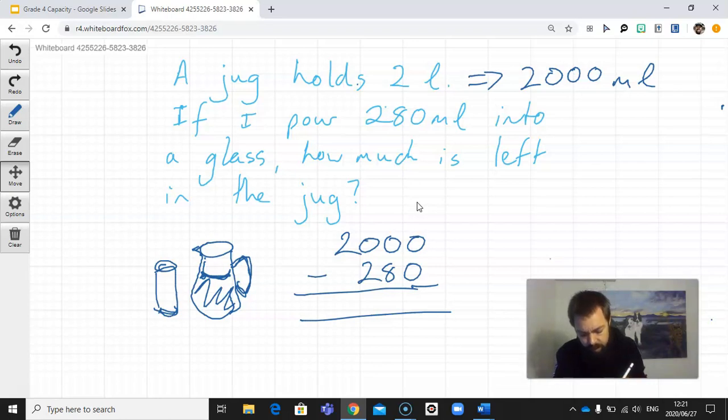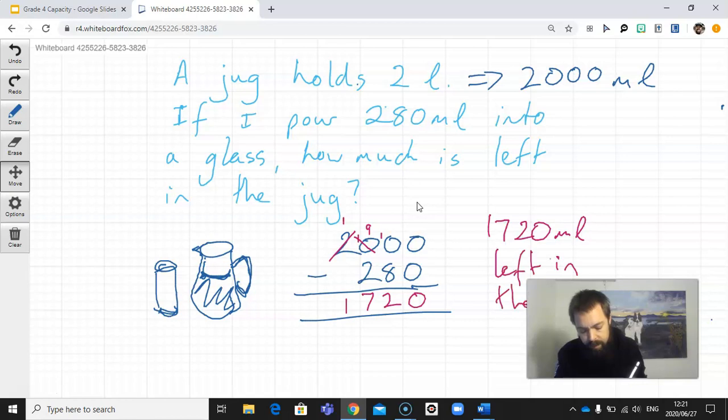So 0 minus 0 is 0, 0 minus 8 I can't do, so I need to borrow, but there's none next door. I have to go 2 doors down, so that becomes a 1, this becomes a 10, it crosses out and becomes a 9, and that becomes a 1. So 10 minus 8 is 2, 9 minus 2 is 7, 1 minus nothing is 1. So I have 1720 milliliters left in the jug.